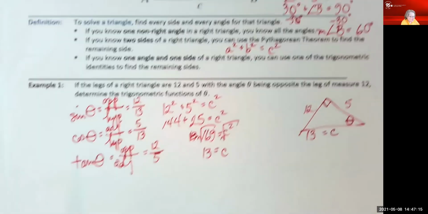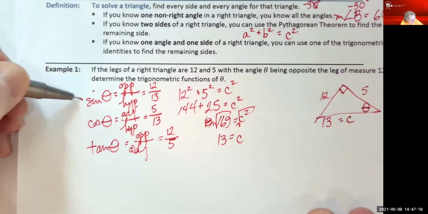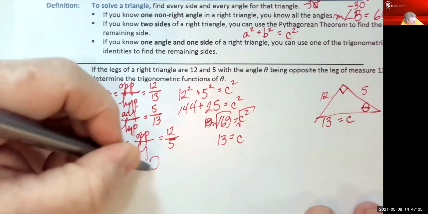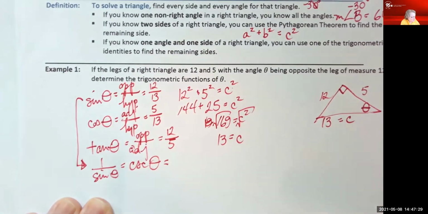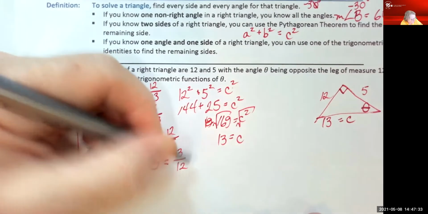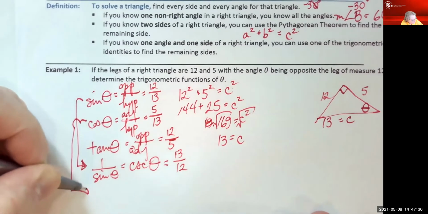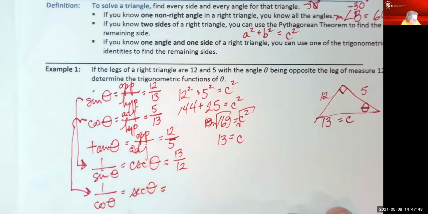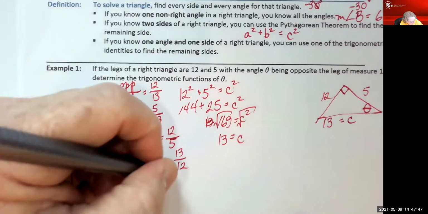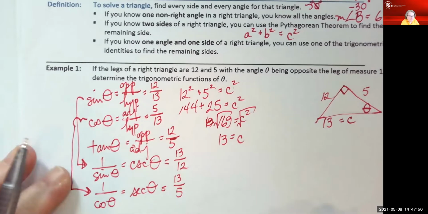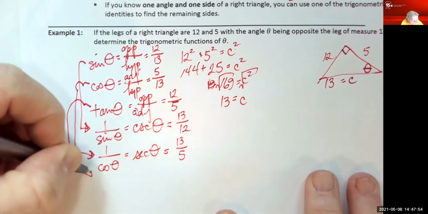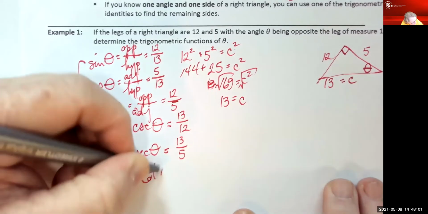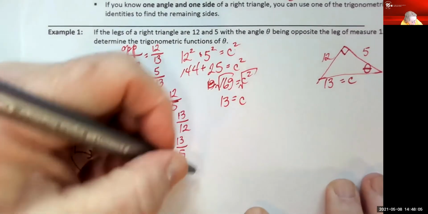Every other trigonometric function is the reciprocal of one of these. The reciprocal of sine is the cosecant. So all I have to do is find the reciprocal of sine. So the cosecant will be 13 over 12. The reciprocal of cosine is the secant. So the reciprocal of cosine, that's 13 over 5. That will be the value of the secant of theta. And finally, the reciprocal of the tangent is the cotangent, and that'll be 5 over 12.